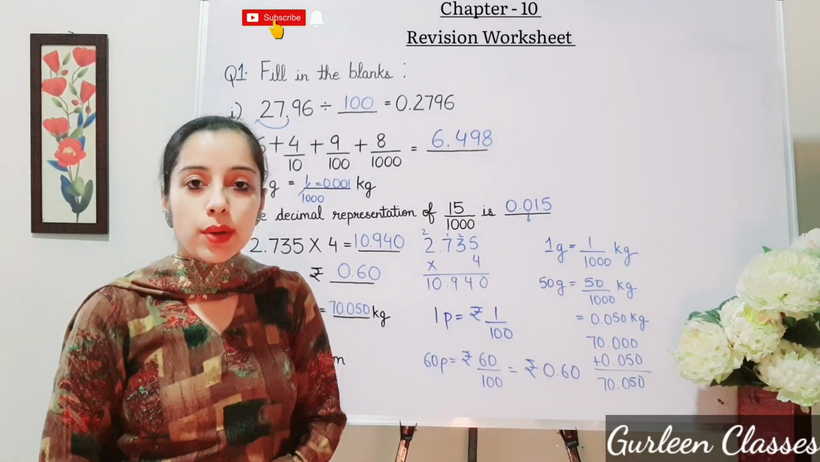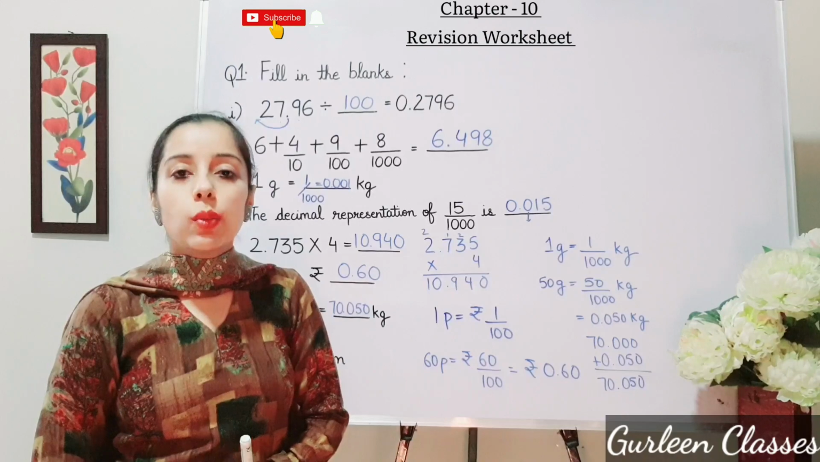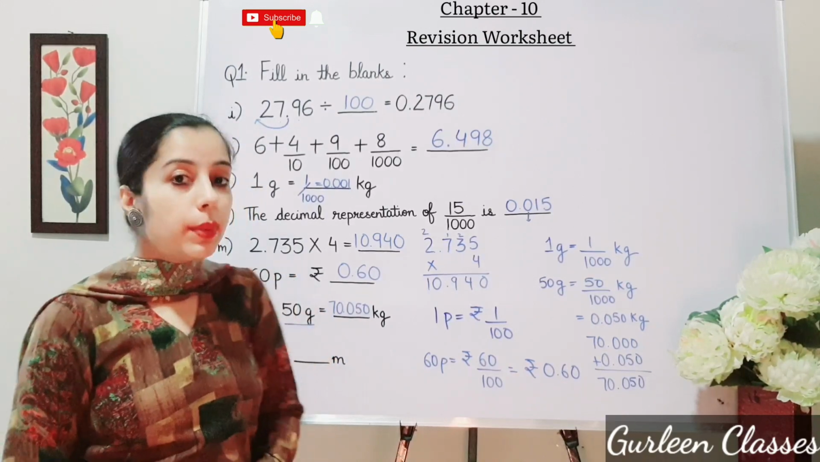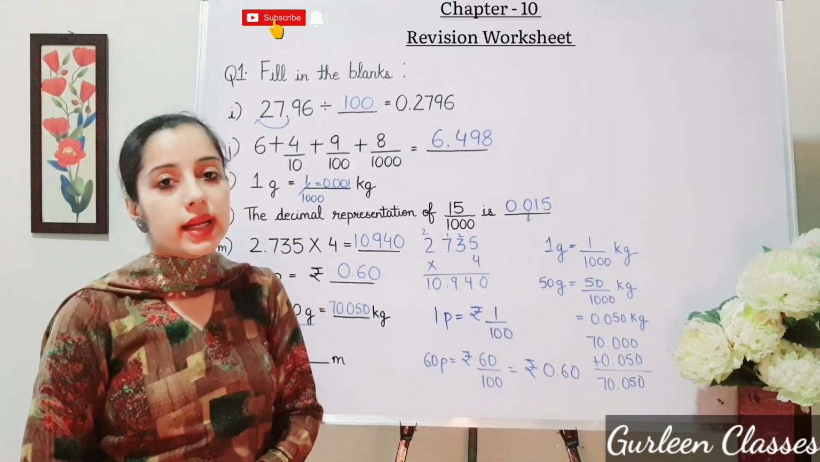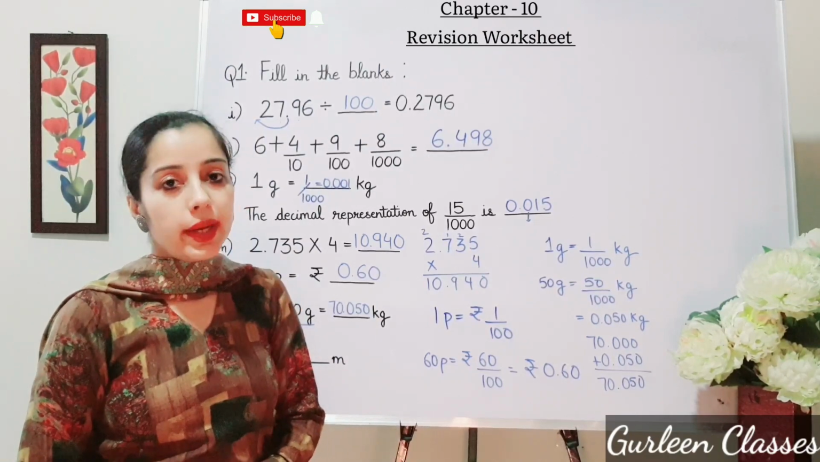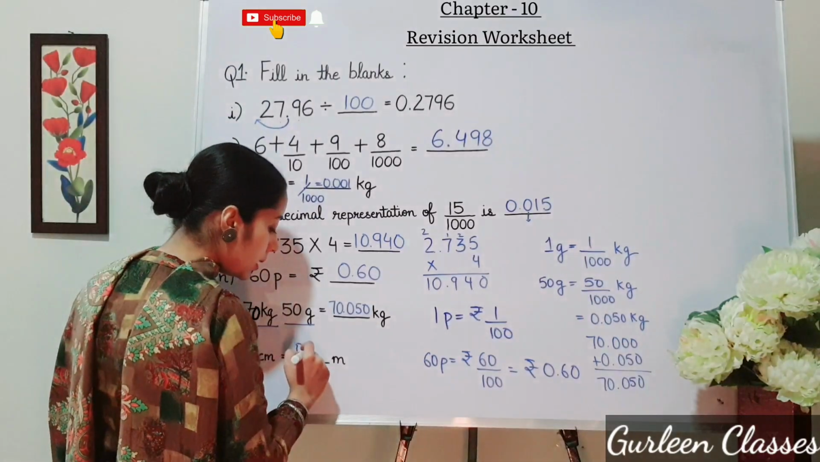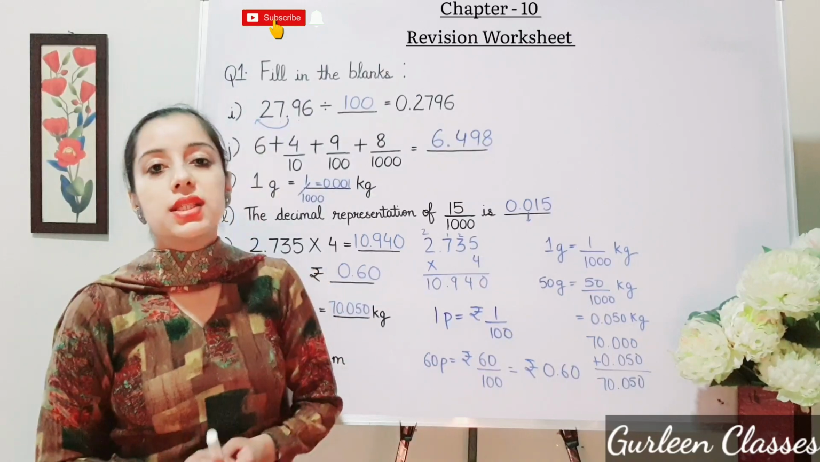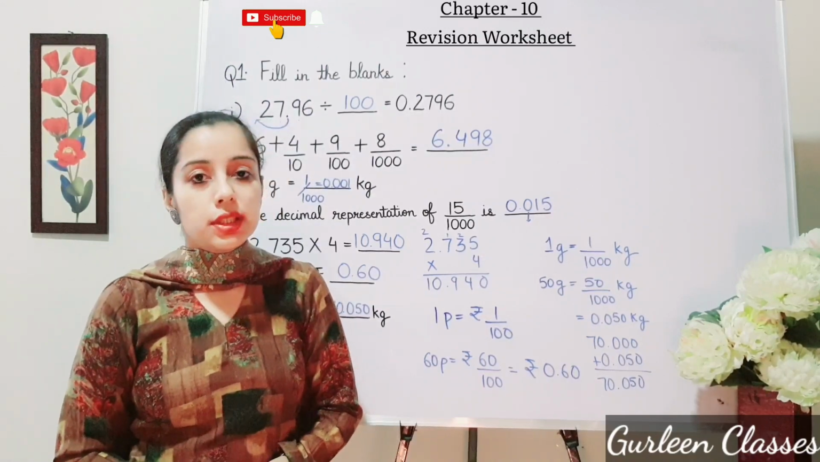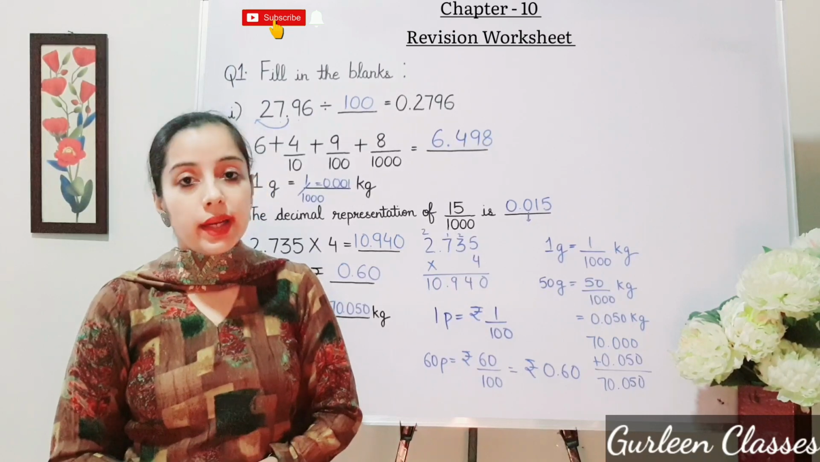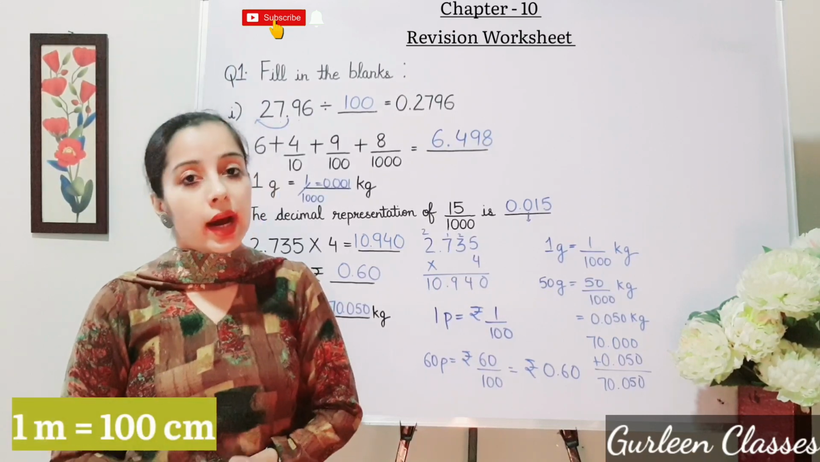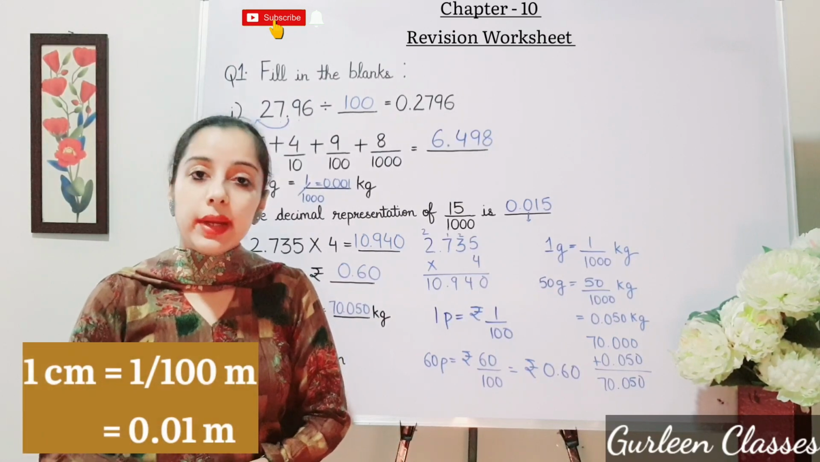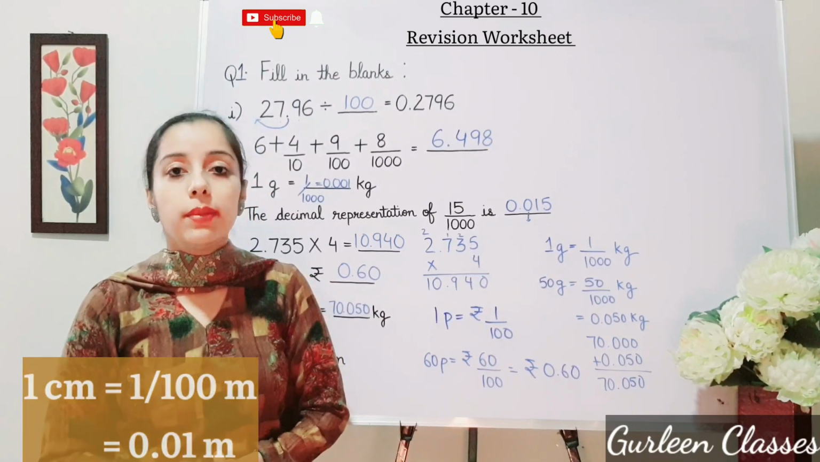Next, 4 centimeter is equal to how much meter? 1 meter is equal to 100 centimeter. And 1 centimeter is equal to 1 upon 100 meter. So it will be 4 upon 100. In decimal 0.04 meter. So right here 0.04 meter. So I hope students these questions are clear. Whenever we do conversions, keep in mind the decimal point. And 1 meter is equal to 100 centimeter. 1 centimeter will be 1 upon 100 meter. That is 0.01 meter.